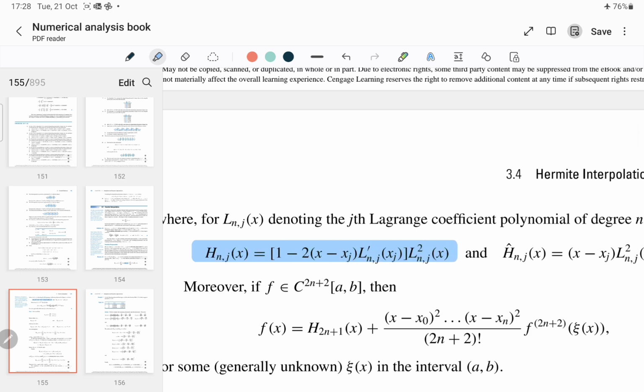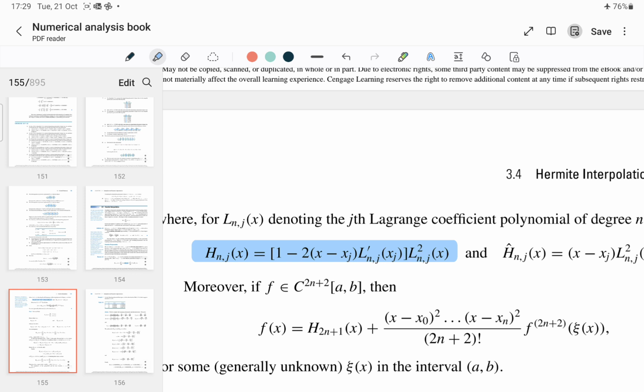This is the formula of h_nj. So h_nj is 1 minus 2(x minus x_j) times L'_nj. So these terms I was trying to explain before. So n will be considering if 3 points have been given to you. So n will be 2, and j will be considering values 0, 1 and 2, one by one.